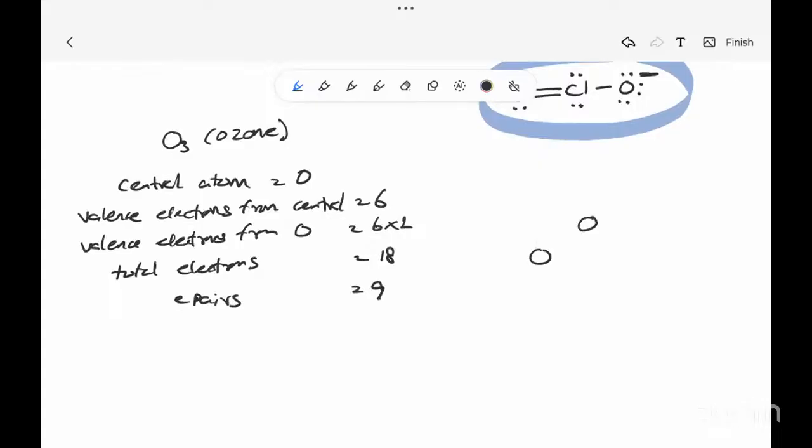Oxygen will be here and other two oxygen will also be here. So now it's time to place the bond pairs, right? 1, 2. Then it's time to place the terminal atom lone pairs. We have placed 2, 3, 4, 5, 6, 7, 8, and 9. Right?